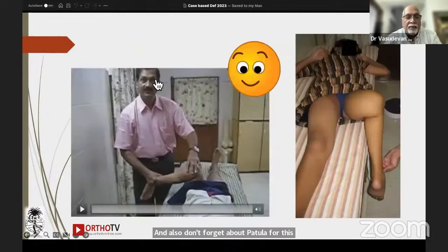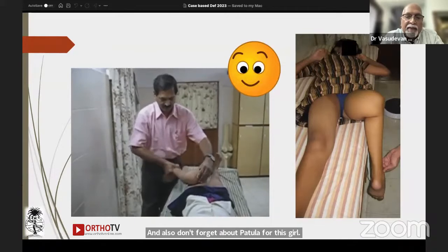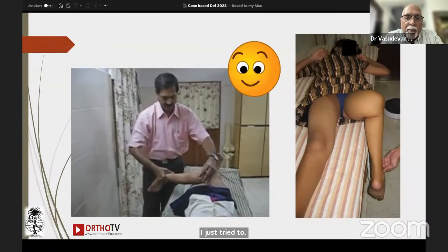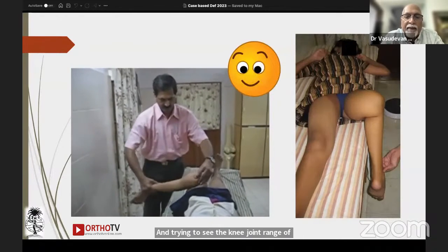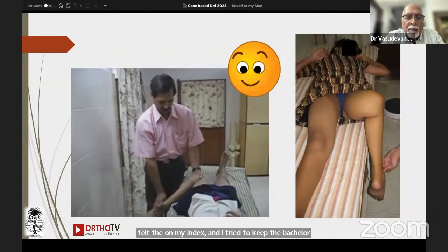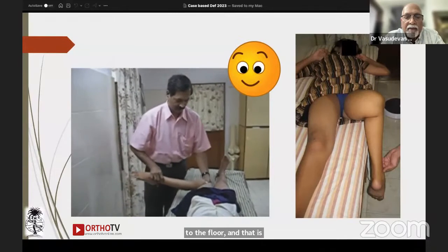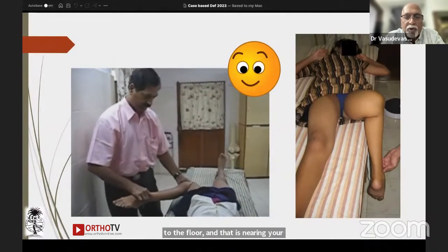For this girl, I just tried to examine her. I felt the medial malleolus and tried to see the knee joint range of movements. And I felt the patella on my index finger, and I tried to keep the patella to the floor. And that is the knee range of movements. And see, that is adduction, abduction of the hip joint.